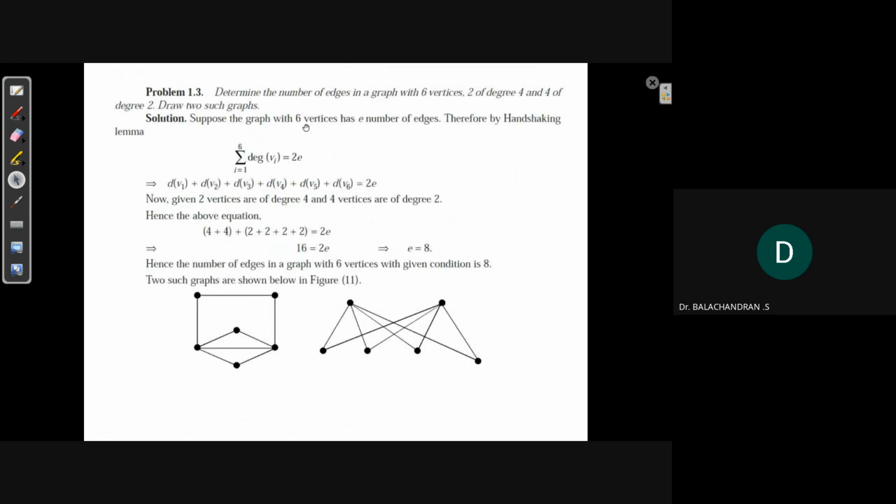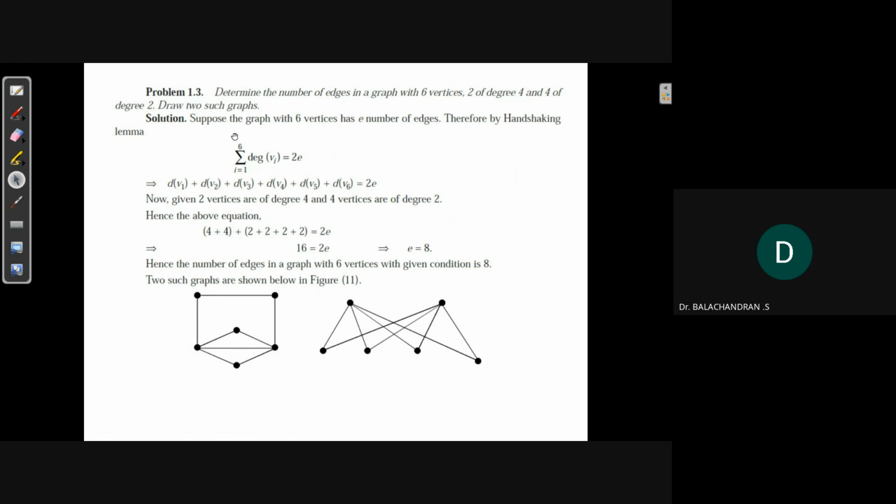Okay. The next problem is determine the number of edges in the graph with 6 vertices. Total number of vertices is 6. They are asking the number of edges. Okay, but they gave some hint. So what is the hint? Two of them are degree 4, and four of them are degree 2. So draw two such graphs.